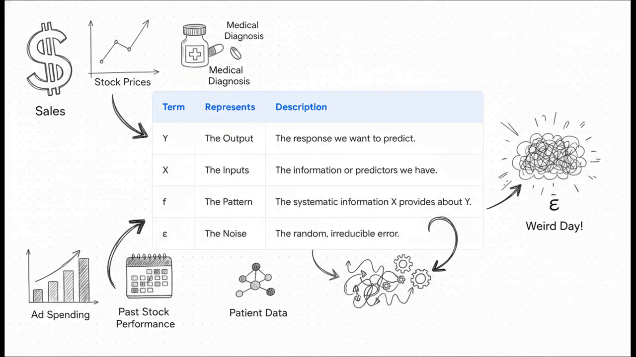Let's break this down. So y is our output. Think of something like product sales, or a stock price, or even a medical diagnosis. X is all our inputs, the predictors, so things like our ad budget, historical stock data, or a patient's vital signs. The real magic is f. That's the systematic pattern that connects them. And epsilon? Well, that's just the random noise, the irreducible stuff we can never predict. Like a customer just having a weird day and not buying anything.